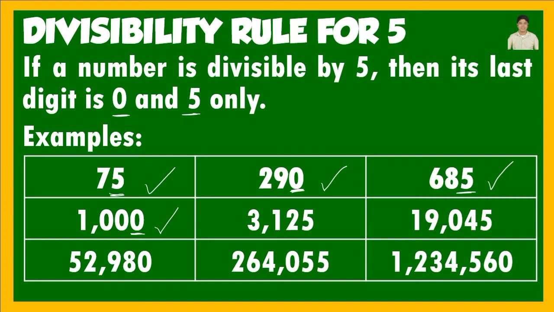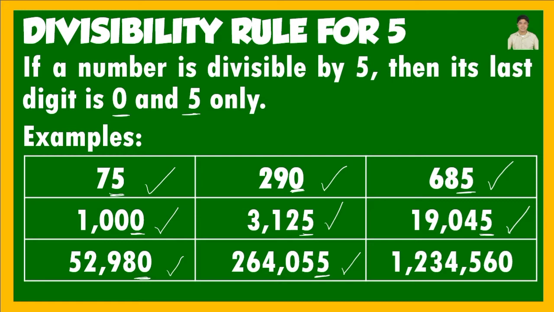Ones digit ng 3,125 is 5, divisible by 5. 19,045 nag-e-end po yan sa 5, divisible by 5. 52,980 nag-e-end po sa 0. This is also divisible by 5. 264,055 nag-e-end po sa 5. So this is divisible by 5 also.